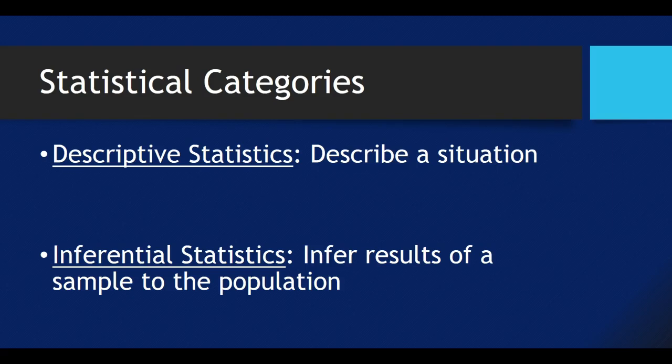That would be a descriptive statistic. We could envision me measuring everybody in my family and then averaging that out. That average would be describing the heights of my family. Now, inferential statistics is where we take results of a sample and we project those onto the population. So we're inferring results of a sample to the population.